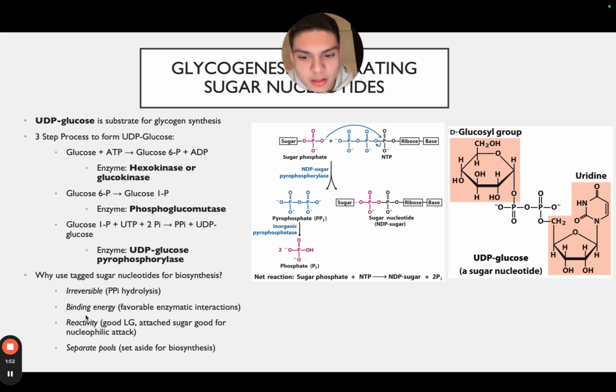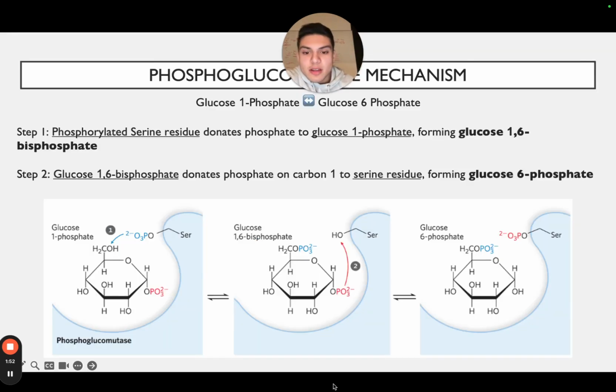And then secondly, there's binding energy, which is favorable enzymatic interactions. There's reactivity with good leaving groups, bad leaving groups, and then separate pools because we're going through these 3 different steps. And this is just a picture of UDP glucose.